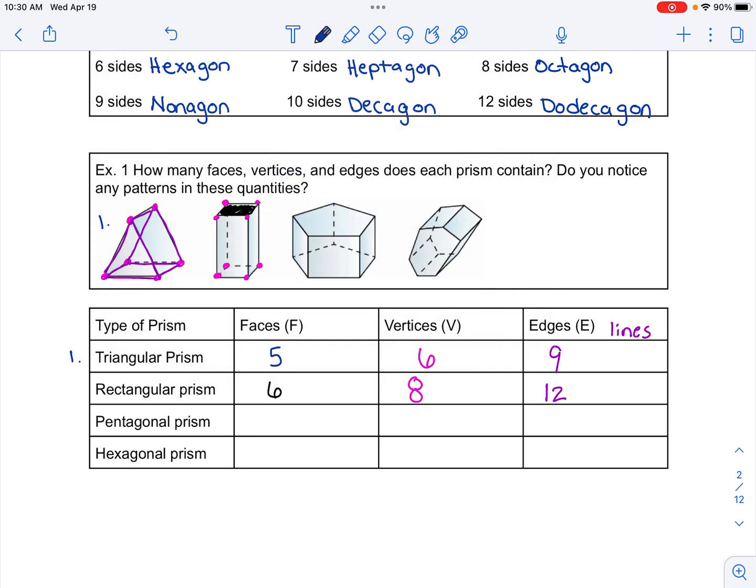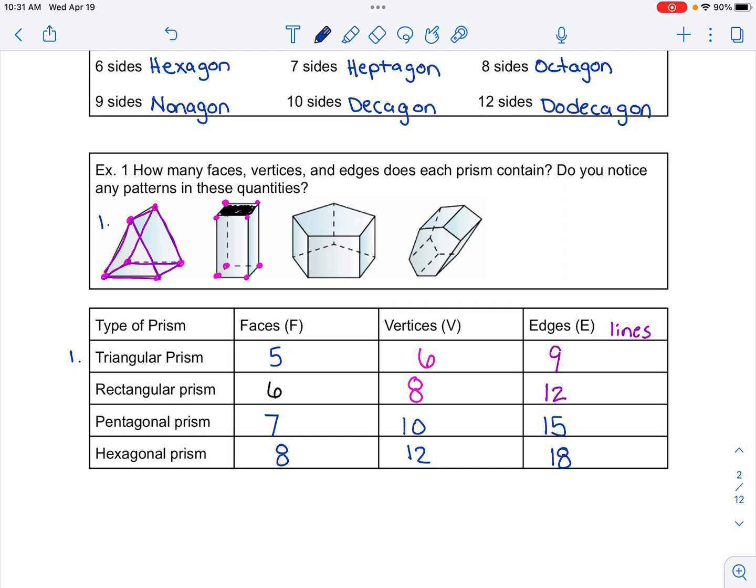If you were doing this on your own, then you would, again, go around each shape. A pentagonal prism has a pentagon base. It has 7 faces. It has 10 vertices. And it has 15 edges or lines. The last one's called a hexagonal prism because it's got a hexagon shape. It has 8 faces or sides. It has 12 vertices. And it has 18 edges or lines.